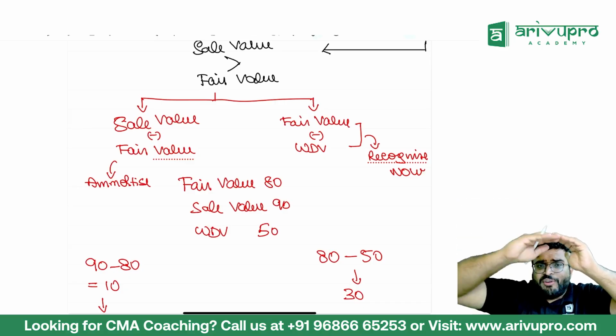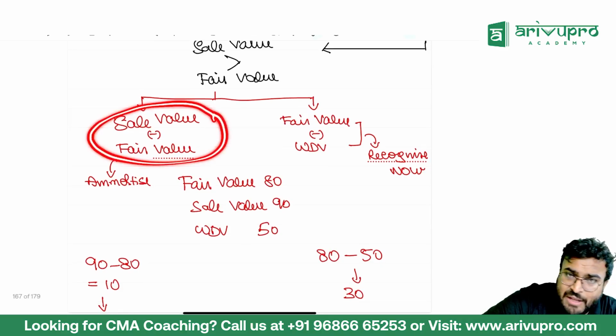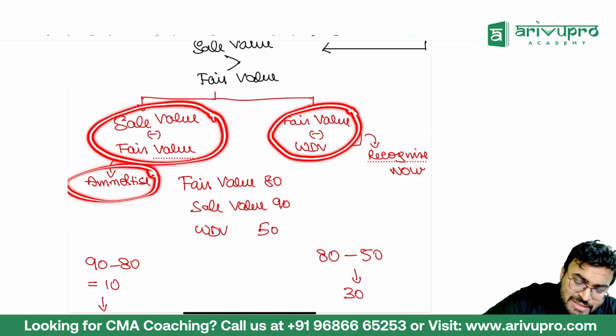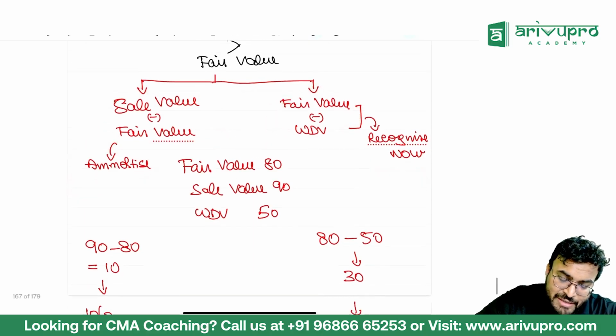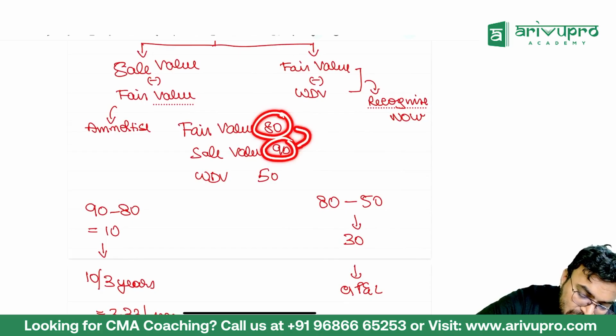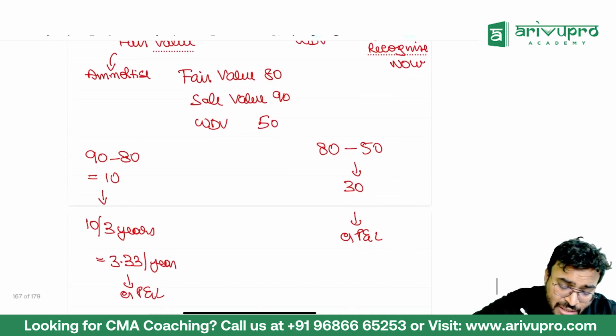The normal profit that you made will be recognized now. That means sale value minus fair value, the extra profit, is amortized. Fair value minus WDV is normal profit, which you recognize. Now see, if fair value is 80 and you sold for 90, can you see you made 10 rupees extra profit over here? That 90 minus 80 will be amortized over the lease term.